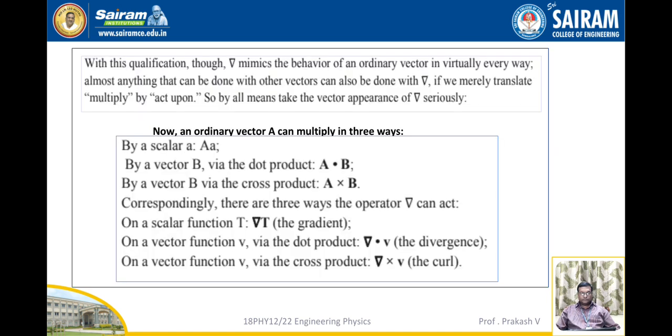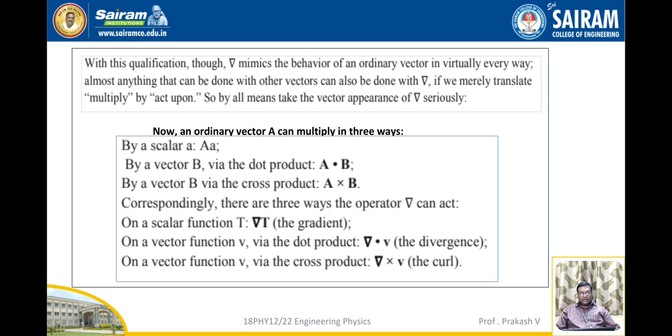Next, we can arrive at different equations. So now consider an ordinary vector A, how it multiplies in different ways. If you consider a scalar, that is a, and multiply that with a vector capital A, it will be written as capital A into small a. Similarly, consider another vector B, so the dot product can be written as A dot B. And if you consider the cross product, that will be written as A cross B.